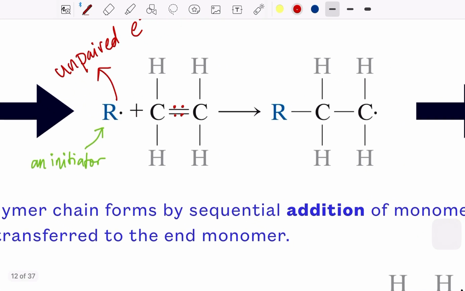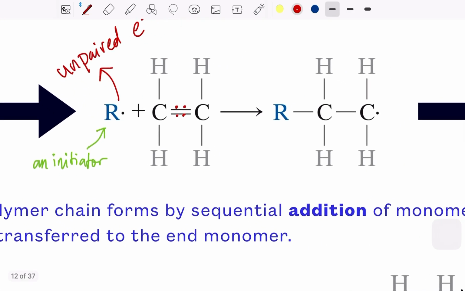So because it's broken, this carbon can pair with this, as we see in the result here. And of course, there should be a consequence, right? The consequence is that when the bond is broken, the single electron is transferred to here.